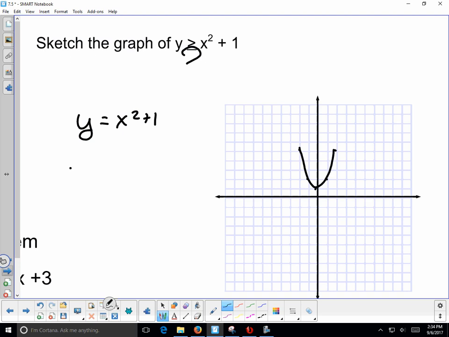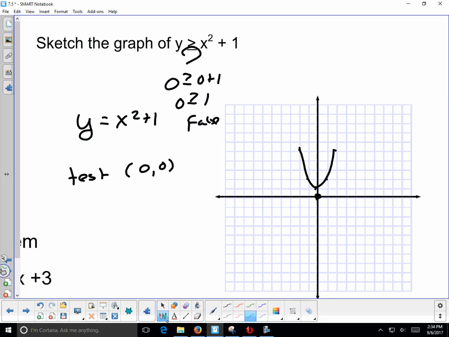Then I would do my test points, and let's say pick the test point 0, 0. I put that into the original equation, so 0 is greater than or equal to 0 plus 1, so 0 is greater than or equal to 1. That is false. So here's where 0, 0 is. That was false, so to solve this inequality, I would shade everything that was in the opposite direction, so I would shade what's inside the parabola.